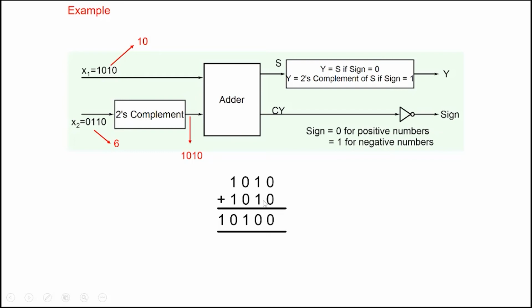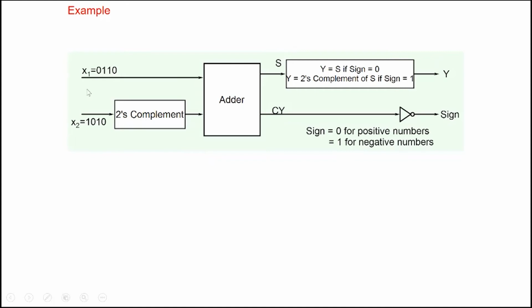So 1010, 1010, we add up, and there is a carry here, right? So this is equal to the 4 bits here, 0100 here, and the carry is 1 here. So the sign is 0. Sign is 0, which means it's a positive number. And then this s is nothing but the magnitude part here, 0100, which is equal to 4 here. So 10 minus 6 is 4, and so it works fine. The whole procedure works fine and gives us the right answer here.